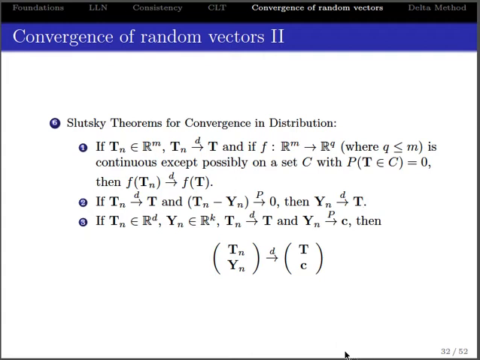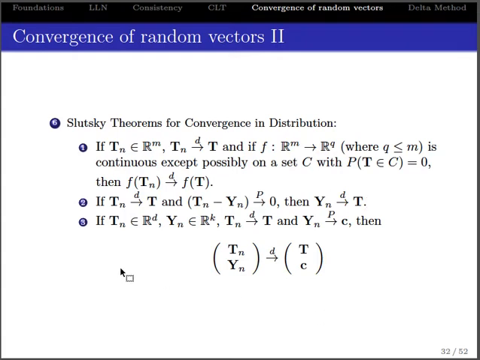Because sometimes what you're really interested in is Yn, and you cannot figure it out. But you can figure out Tn, and you can figure out the difference between Tn and Yn, and then you can get what you want, which is that Yn goes in distribution to the target.